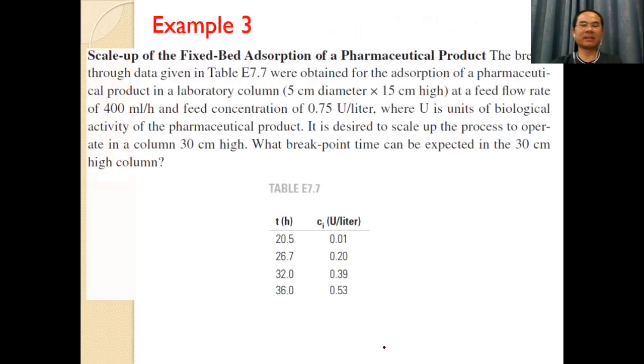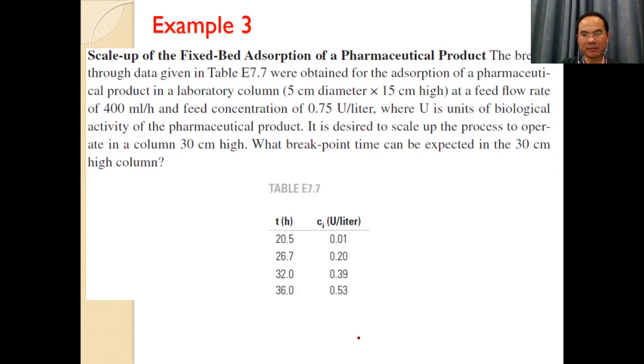Okay, we will consider an example like this. We will adsorb a pharmaceutical compound in a laboratory scale column with a diameter of 5 centimeters and a height of 15 centimeters. The feed flow rate is 400 units per hour, and the feed concentration is 0.75 units of activity per liter of pharmaceutical product. It is designed to scale up the process to operate in a column 30 centimeters in height.